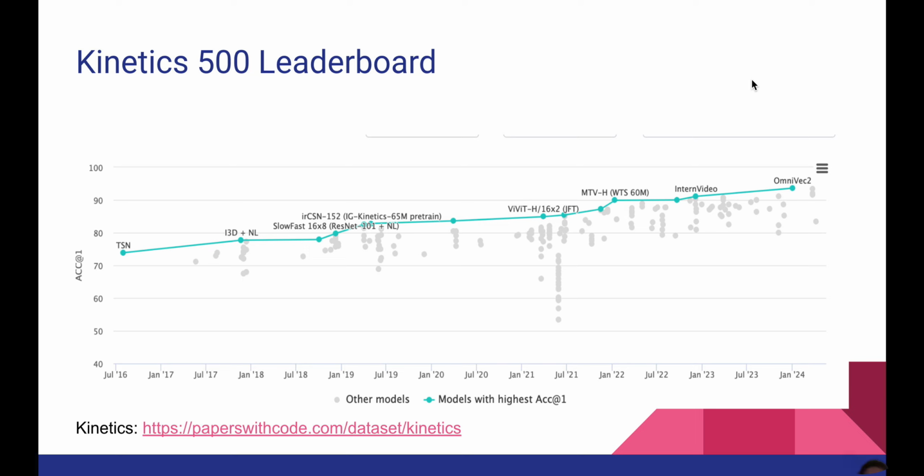And there's a much more powerful model called OmniVec2, which I think will produce much better video understanding, should you be able to set it up to do so. But we can see that the percentage increases over time, all the way up to January of 24, when OmniVec2 came out.